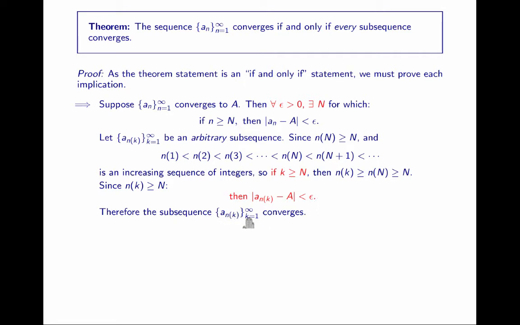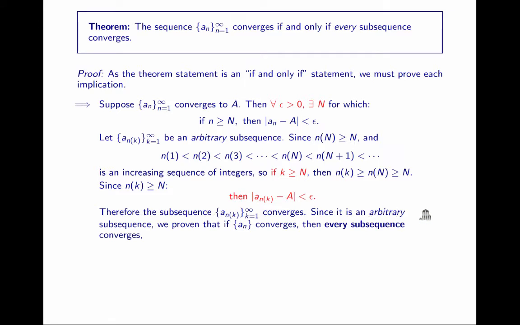Remember, my subsequence is indexed by k. Right? K goes from 1 to infinity. My subsequence is a sequence, so it does have to have indices 1 through infinity. N of k just tells you where to extract those entries from my original sequence. And since it's an arbitrary subsequence, we've proven that if the original sequence converges, then every subsequence of it converges. Furthermore, we even proved that it converges to the same limit.